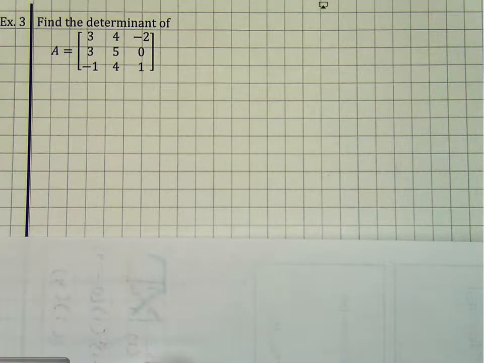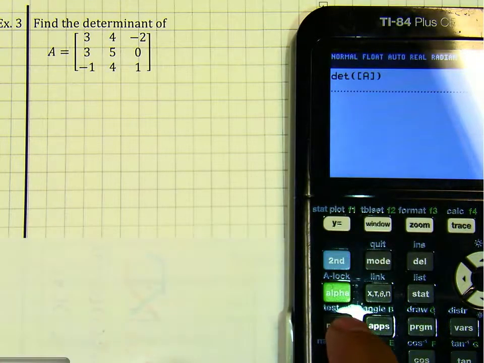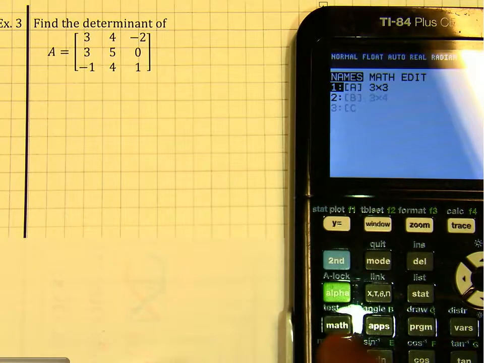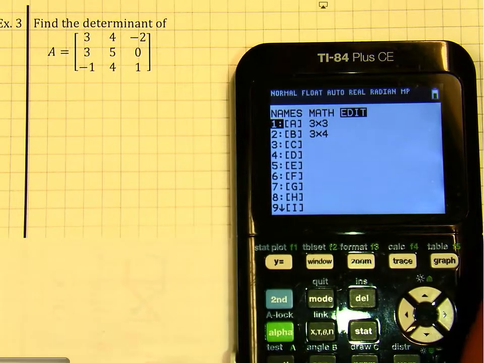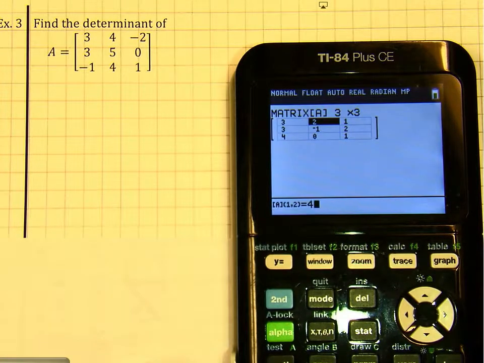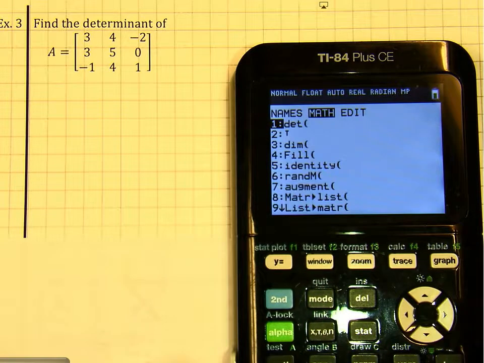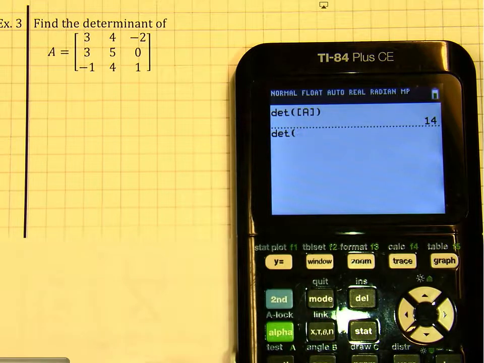Excellent. So find the determinant. And now what you guys are thinking at this point, you can say, yes, I can just use my calculator. So on my calculator, matrix, I'm going to go and edit. And I'm going to type in my 3 by 3, which will be 3, 4, -2, 3, 5, 0, -1, 4, and 1. Then I'm going to quit. I'm going to go under matrix, math, determinant, matrix A, and it gives me -31. So your answer should be -31.